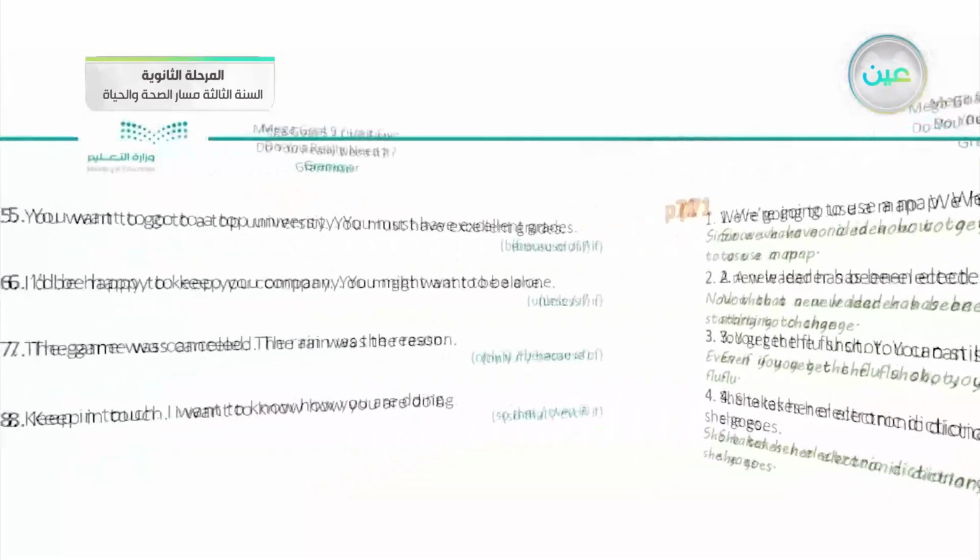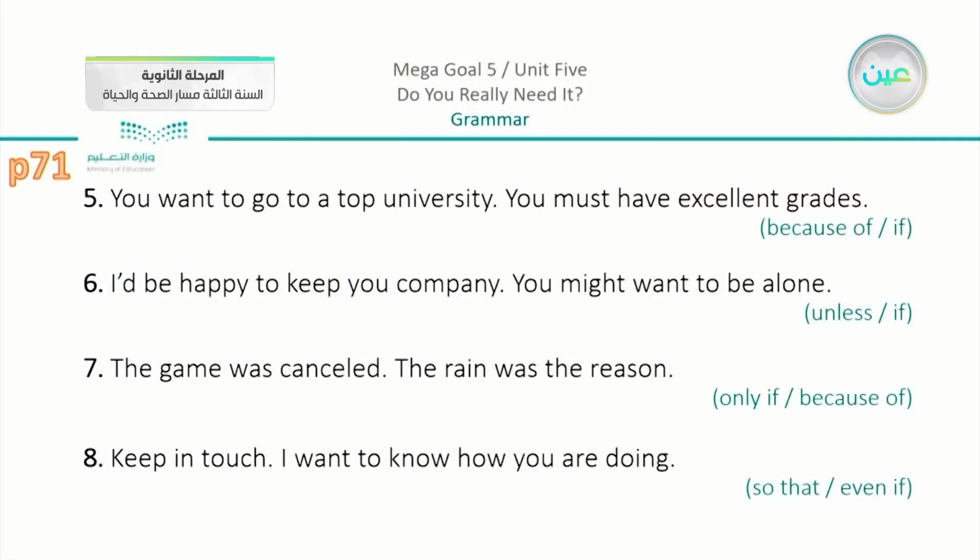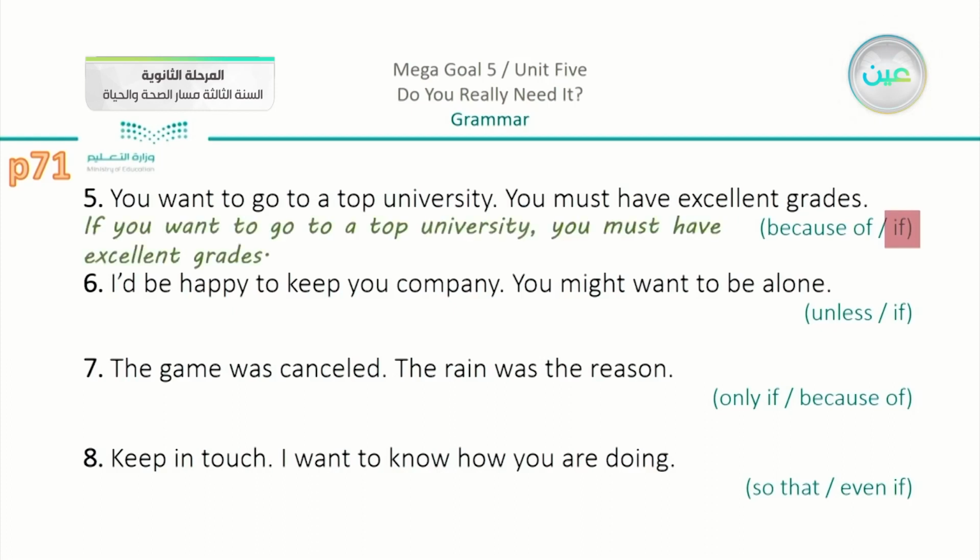Moving on, we have number 5 here. Number 5, you want to go to a top-tier university, you must have excellent grades. So we have here condition. We're going to choose if here, and completing, if you want to go to a top university, comma, you must have excellent grades.